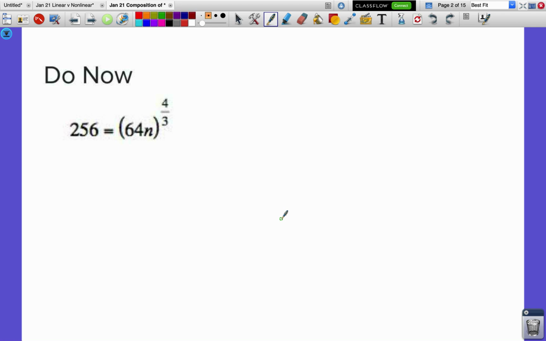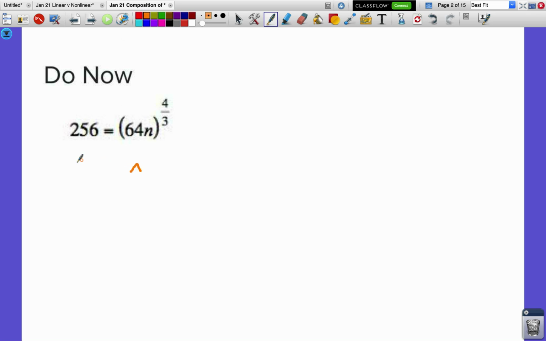Let's get started with a review problem. This is what we were talking about the last few classes, is how to solve a problem like this. So copy down, maybe pause the video, attempt it yourself. And what we want to do is we got to get n by itself. The hardest part of that is getting rid of this rational exponent, but we have a trick.